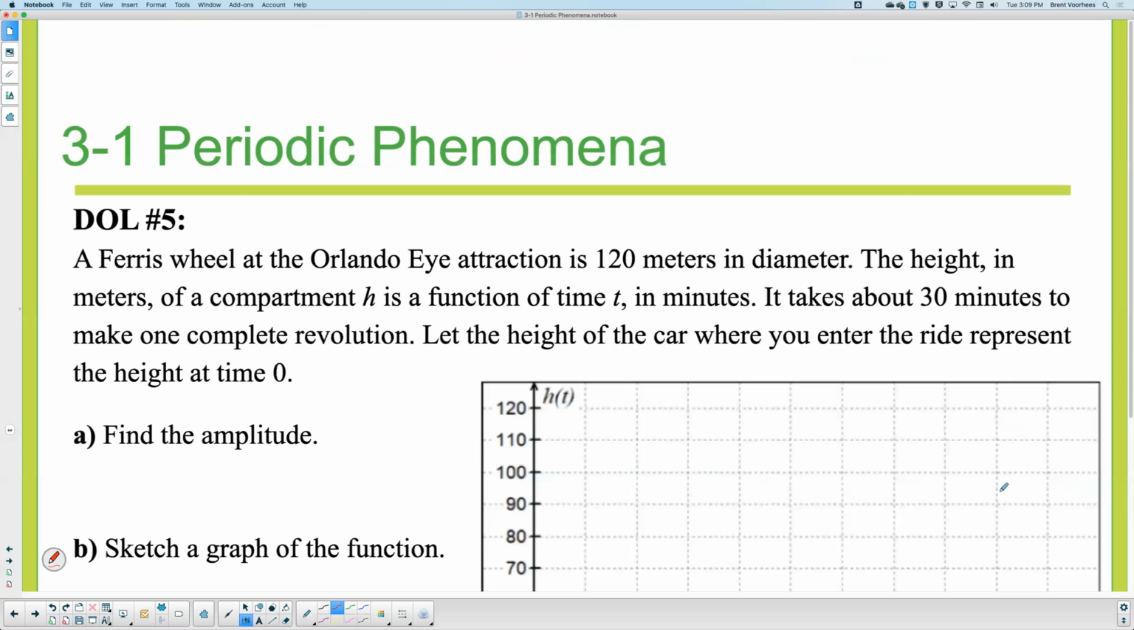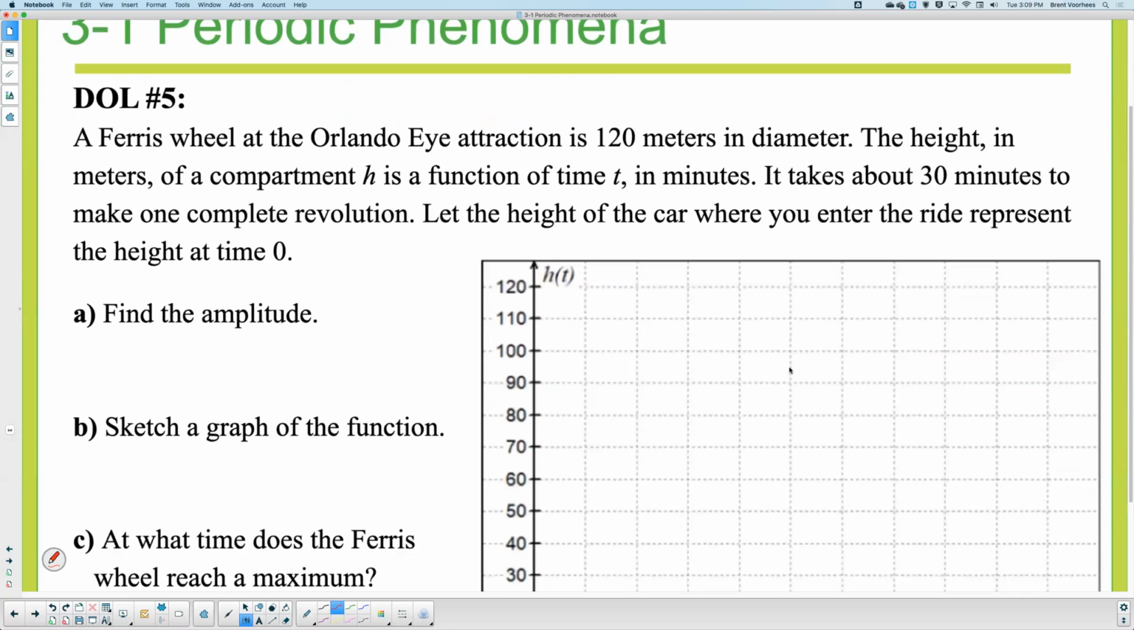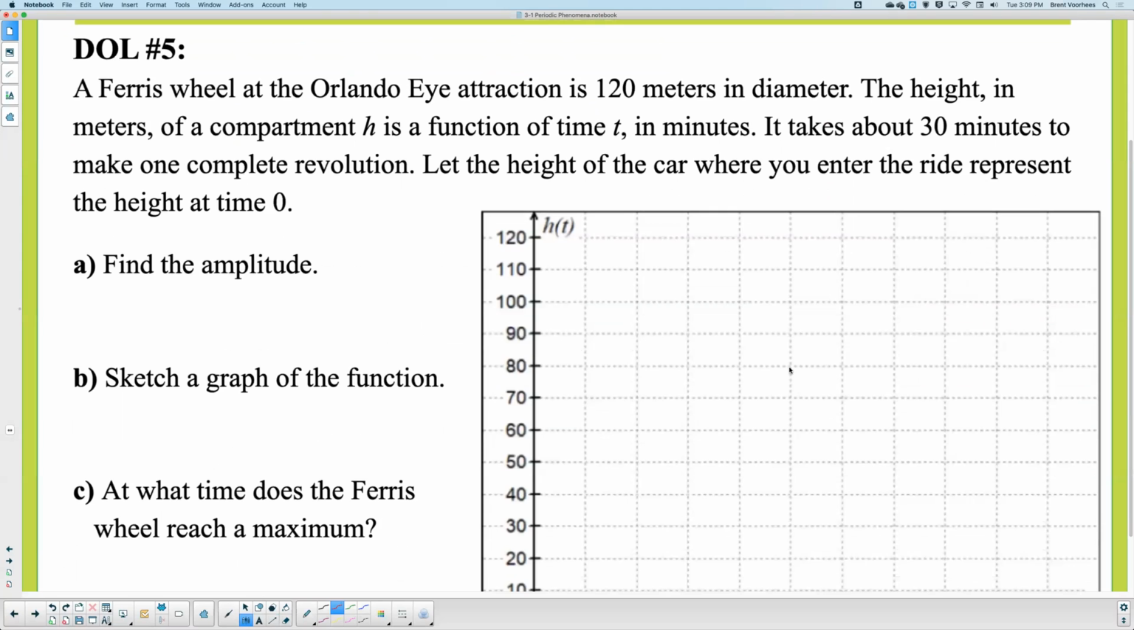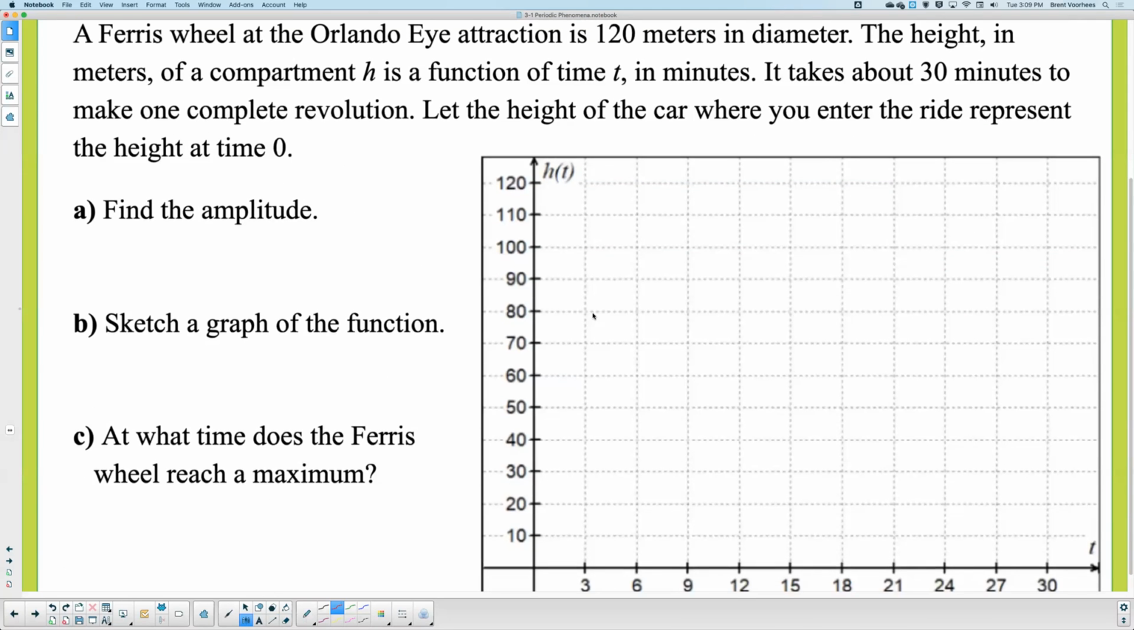Okay, now with that, I'll give you your last one. Here's your last DOL. You go ahead and fill out all this information on the Ferris wheel. Remember, a revolution is the same thing as a rotation, which is the same thing as a cycle.